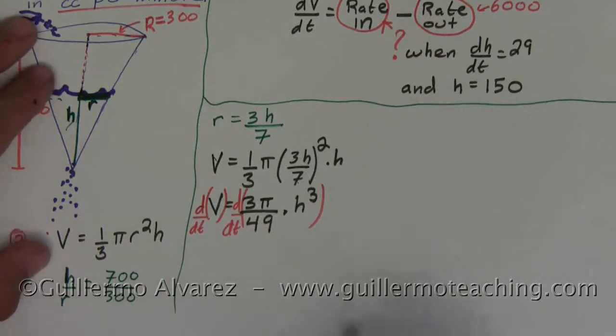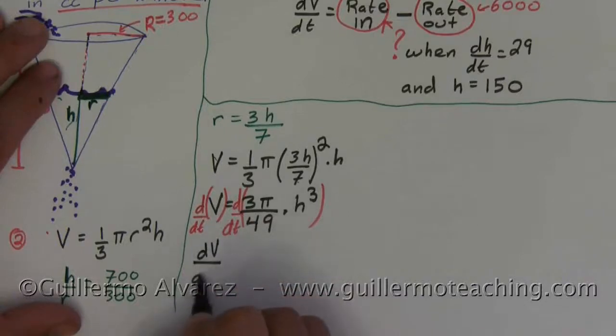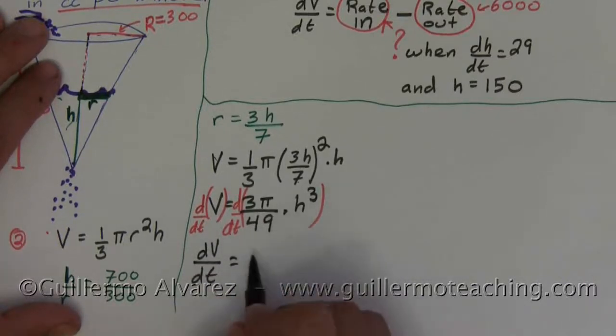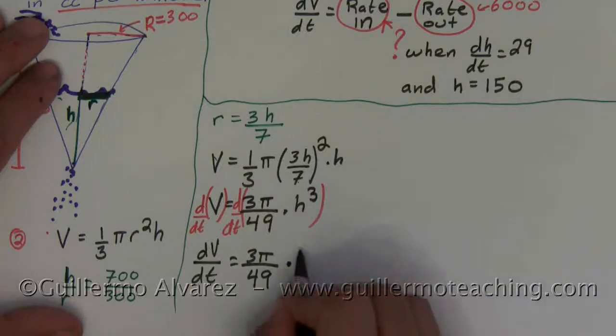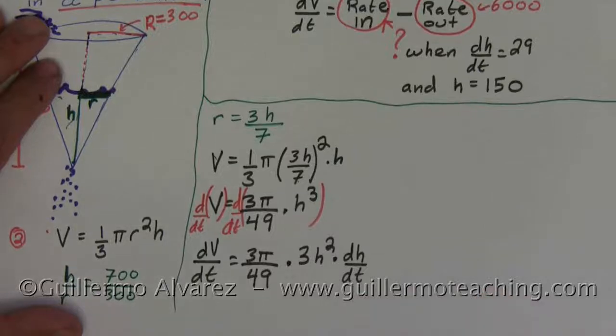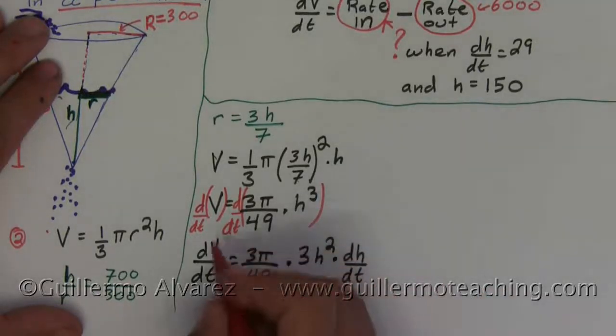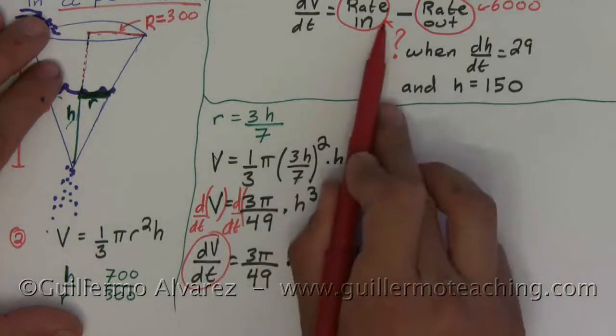Okay, and so here on the left I have the derivative of the volume with respect to time, equal to 3 pi over 49. That's just a constant, so I'm just going to leave it out of the entire thing. The derivative of h cubed, I have to use the chain rule, so it would be 3h squared times the derivative of h with respect to time. Okay, and now I look at this and I know what dV over dt is, this is what I have right here.